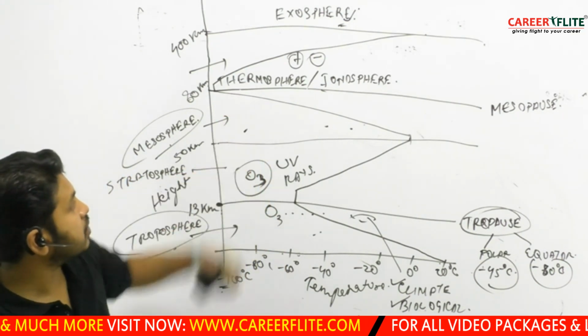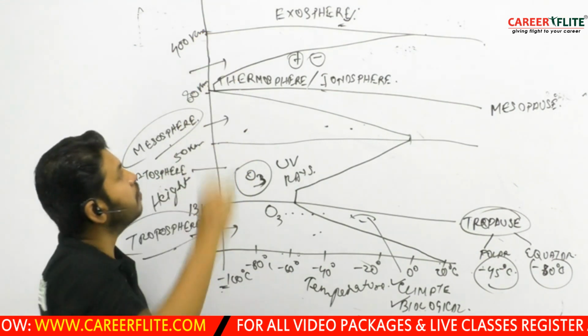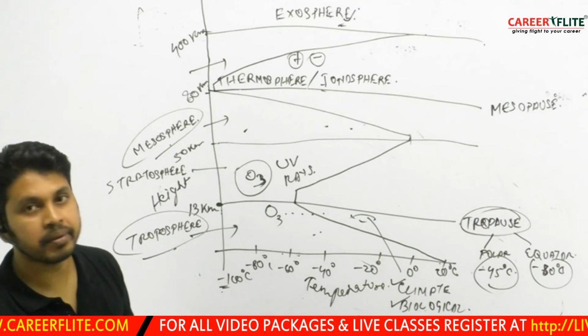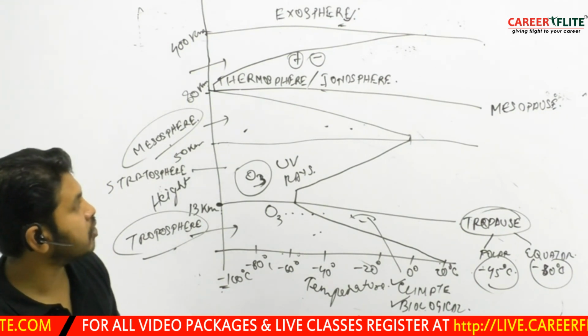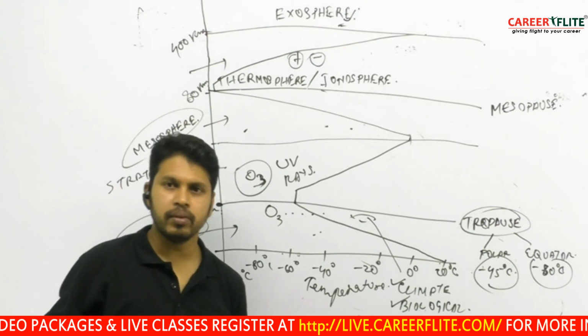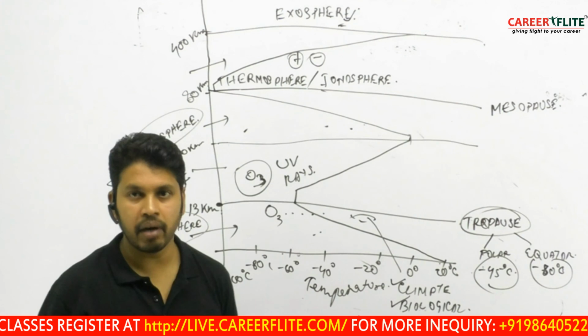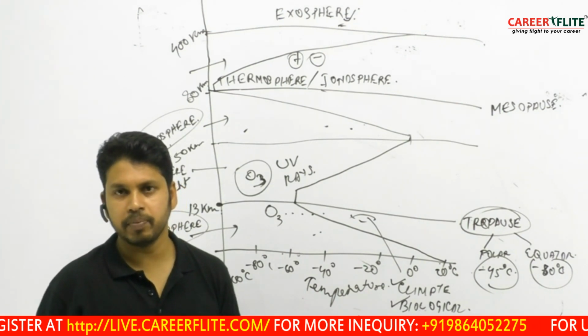The next layer is the thermosphere or ionosphere, from 80 kilometers to 400 kilometers. Now what is the importance of the ionosphere and thermosphere? It helps to reflect the radio signals. And the last one is the exosphere, which separates our Earth's atmosphere from space.